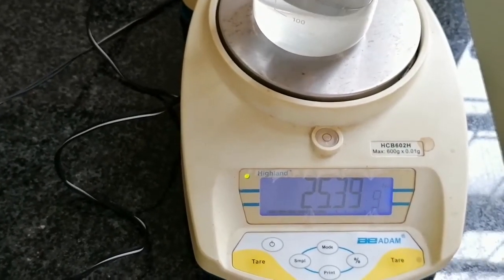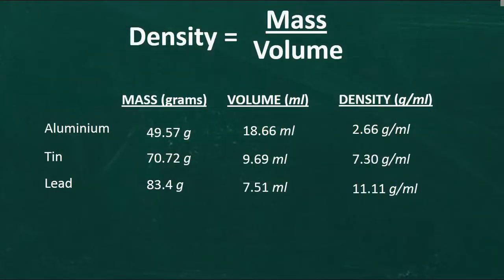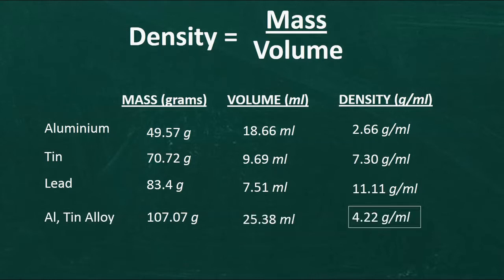25.38 milliliters. Okay, so calculating the density of our new alloy, our combination of tin and aluminium, we measured a mass of 107.07 grams and a volume of 25.38 mils. The mass divided by the volume gives us a density of 4.22 grams per milliliter. And we see that yes, that is in between the density of pure aluminium and density of pure tin.